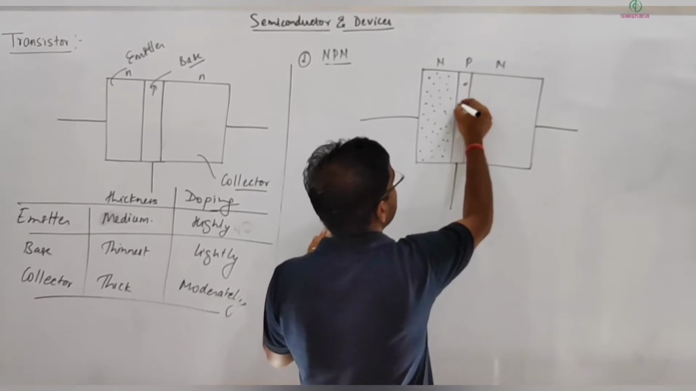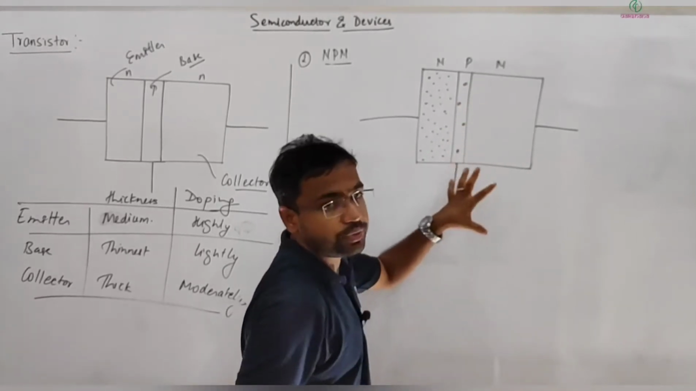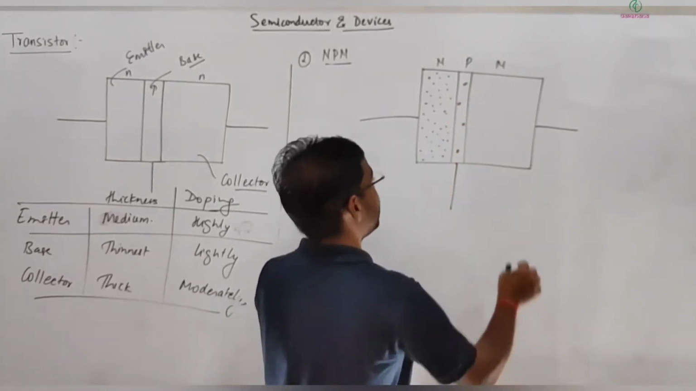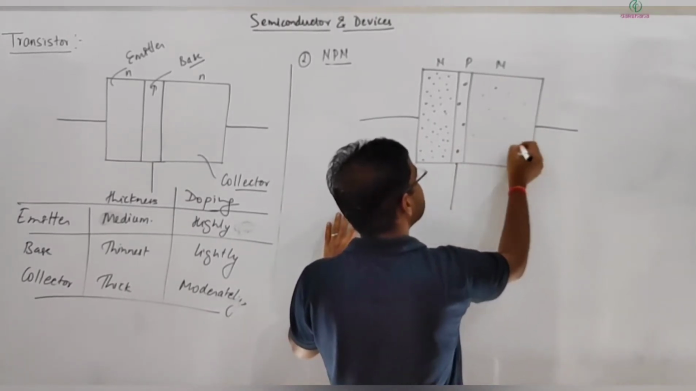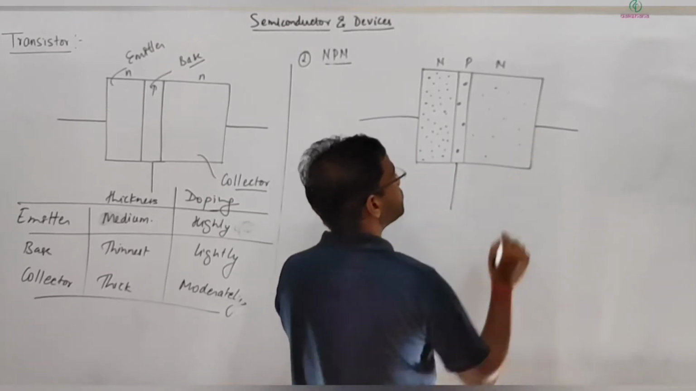Holes, here it will be lightly doped, so it will have few excess charge carrier holes, and it will be again collector, but it's moderately doped. So this is the situation.